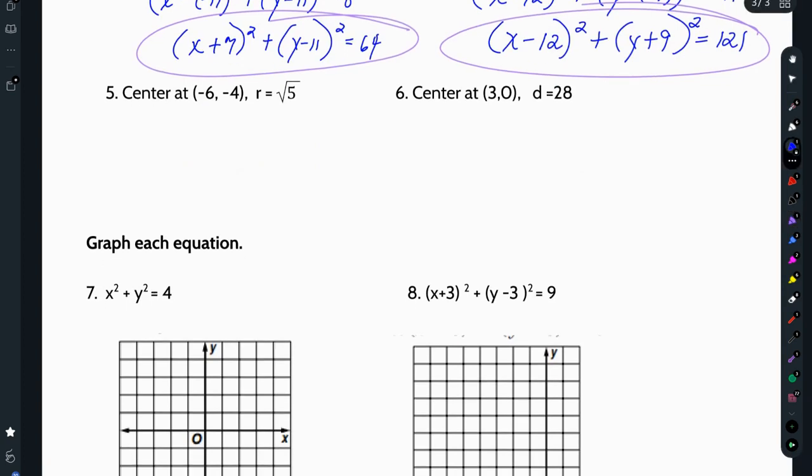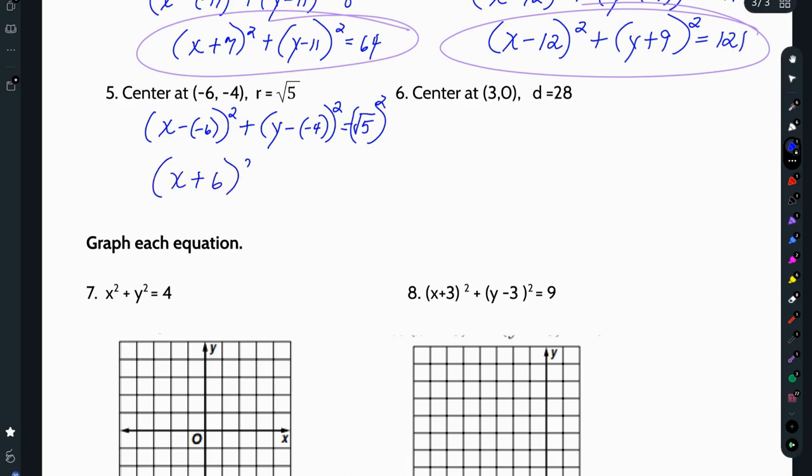Number 5, we have x minus a -6 squared plus y minus a -4 squared equals root 5 squared. That simplifies to x plus 6 squared plus y plus 4 squared equals 5.